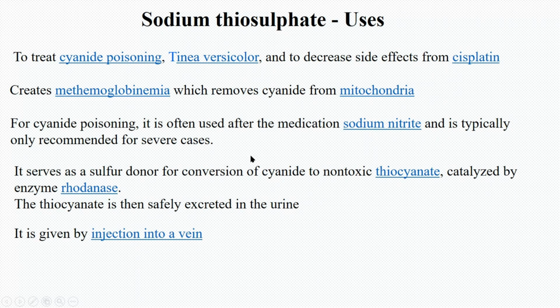This also has two mechanisms. One is formation of methemoglobinemia, similar to sodium nitrite. Another, it can act as a sulfur donor where it converts the cyanide to thiocyanate by utilizing the enzyme rhodanase, which will be removed in the form of urine. This is also administered intravenously, followed by sodium nitrite administration.